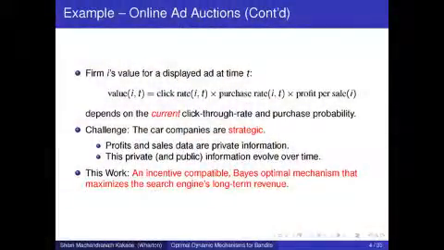In the vanilla multi-armed bandit setting, this information is public knowledge because we see what happens every time we pull the arm. In the setting where incentives are involved, we don't necessarily see these outcomes, and the mechanism might ask people to tell them the outcome, but there's no reason people should be honest because the car companies obviously want to act in their best interests. In this work, we're interested in an incentive-compatible mechanism that maximizes the search engine's long-term revenue. So we're interested in this classical question of maximizing our revenue, but we're going to assume that the agents are behaving in a strategic manner, so we have to take into account their strategic considerations when we're solving this problem.